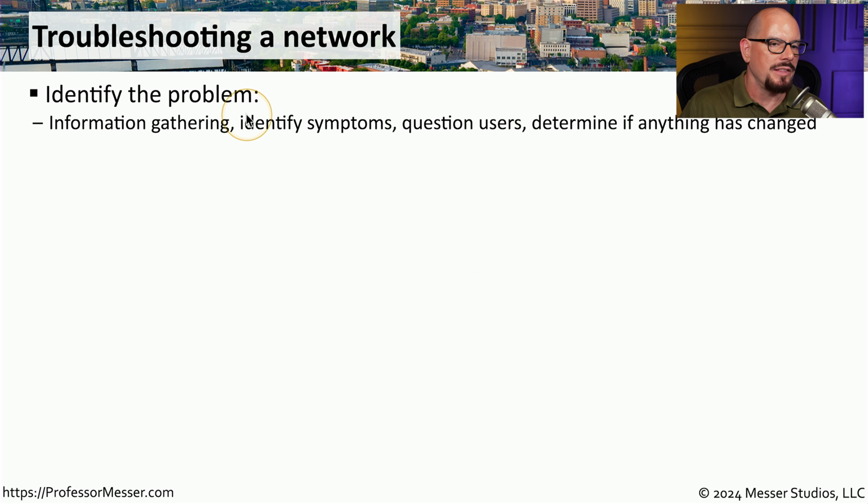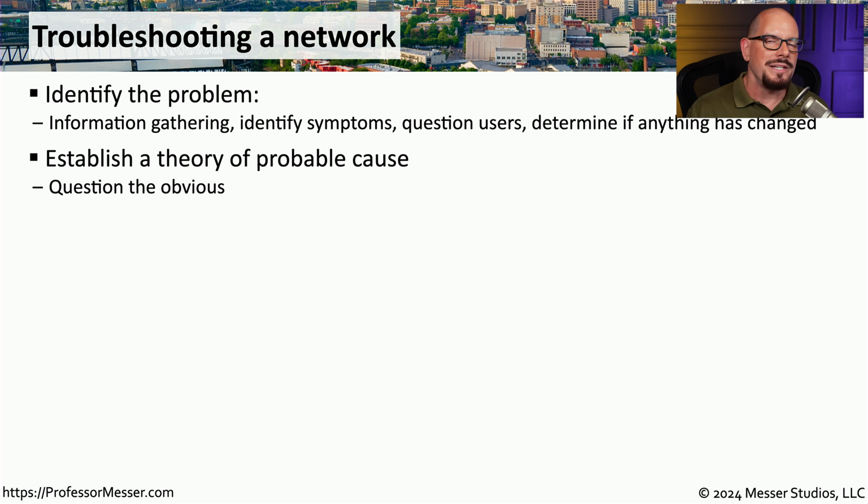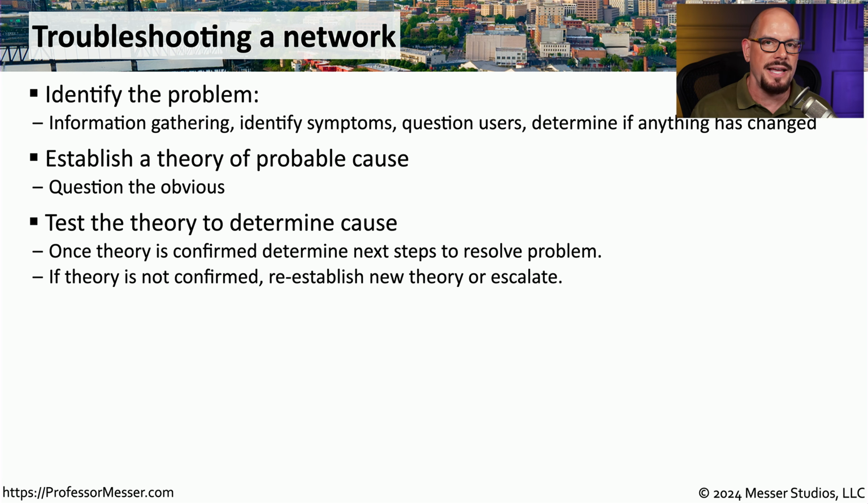We need to identify the problem, which involves gathering information, symptoms, talking to users, and determining if anything on our network may have changed. We then need to establish a theory on what we think is really causing this problem. Of course, the only way to tell if our theory is correct is to put it to the test. So we might go to the lab, make those configuration changes, and see if they had any effect on the problem that we're seeing. If that theory did not fix the problem, we can go back to establishing a theory and go through the process again.